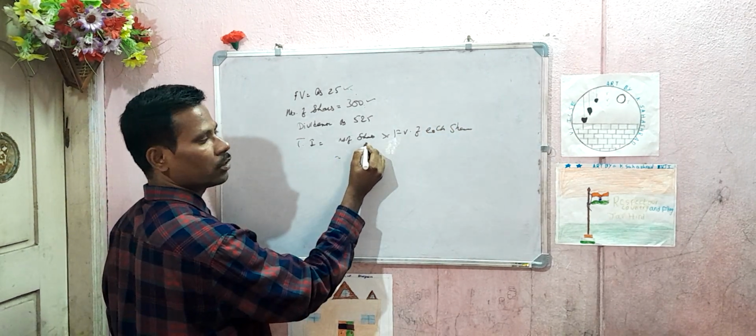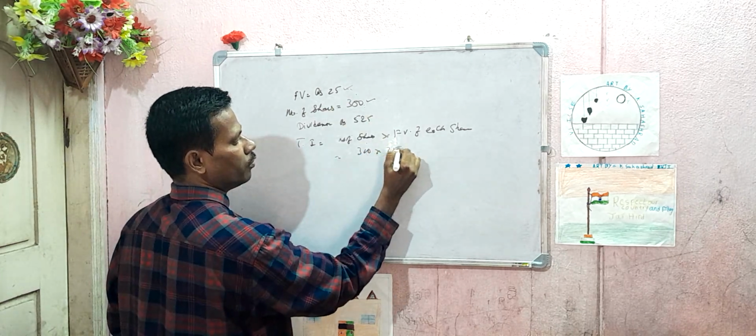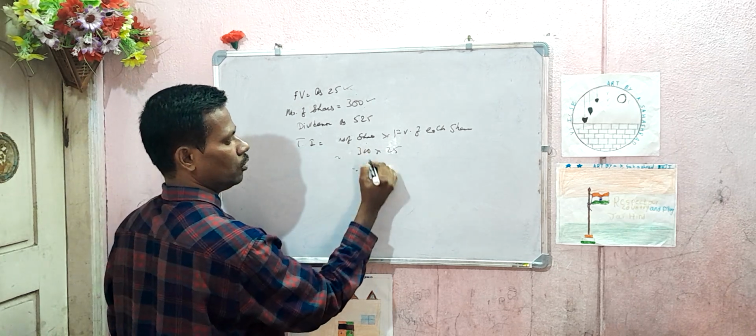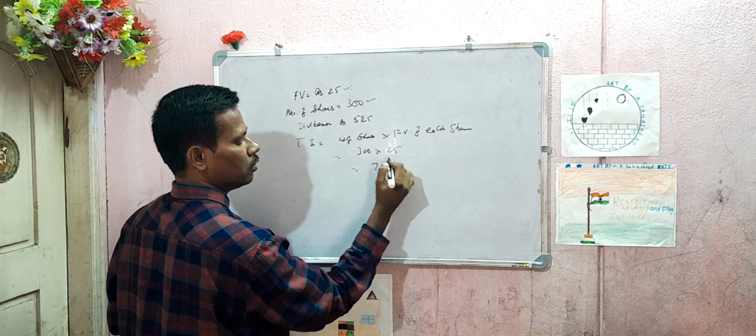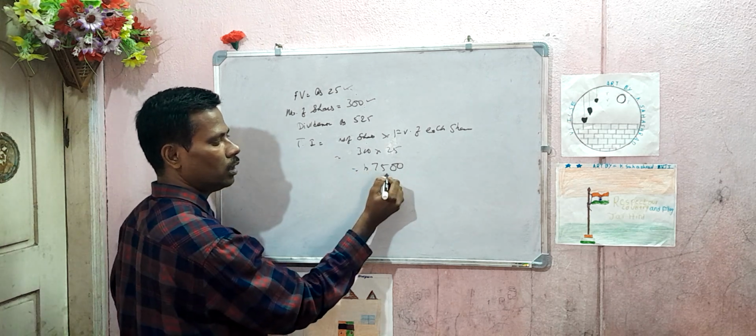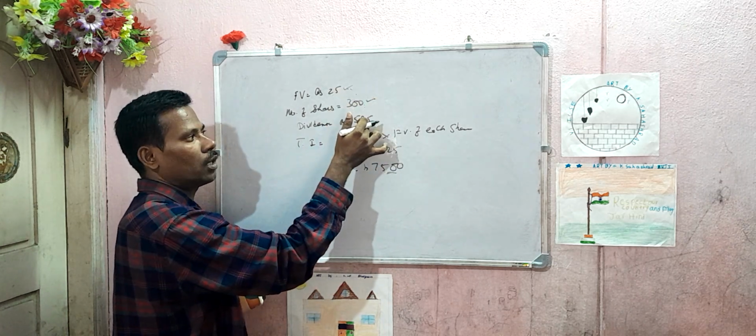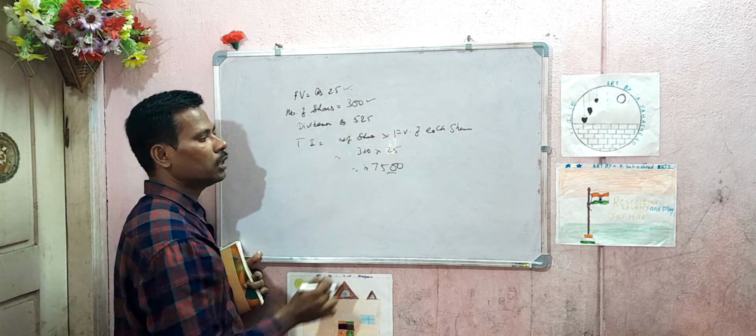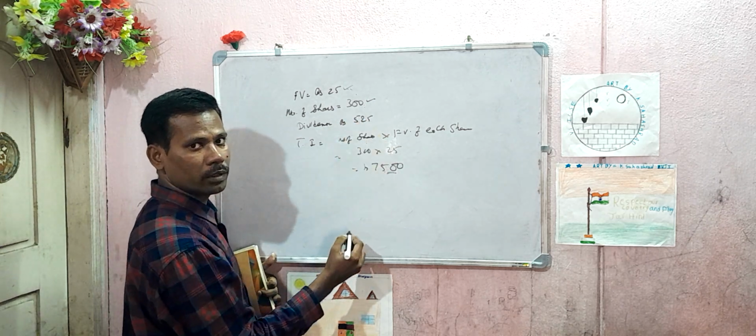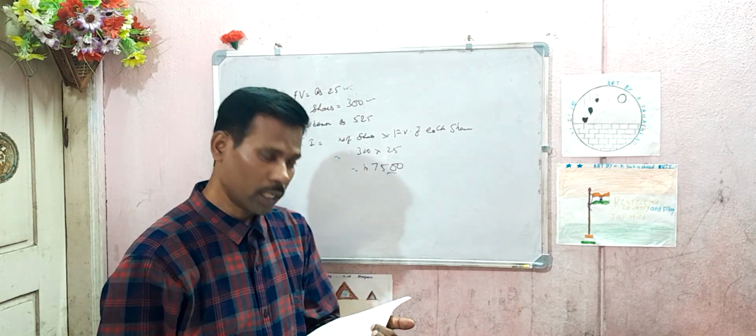Next, number of shares is 300, into face value of each share, 25. Now 25 threes is 7,500. So total investment, he invested 7,500 in the company, for which the company is giving 525 as the interest, as the income, the dividend. So what is he asking now? Find the rate of dividend.